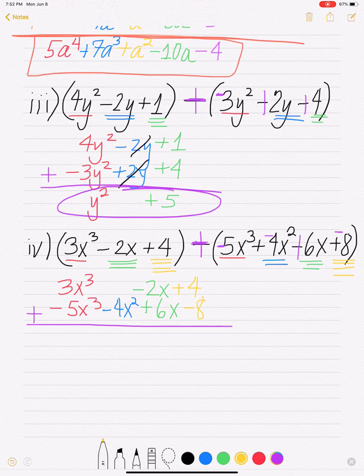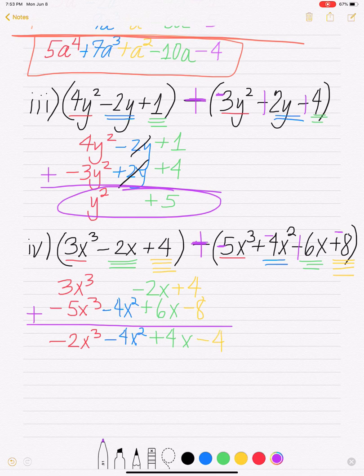All right, so now it's just a matter of combining the reds, bringing down the blue, combining the greens, and combining the yellow. So what's 3x cubed and minus 5x cubed? Well, 3x cubed and minus 5x cubed is negative 2x cubed. Then you just bring down that minus 4x squared, right? There's nothing to combine that with, so it just drops down. Negative 2x combined with 6x. Negative 2x plus 6x is going to be positive 4x. And finally, 4 and negative 8. 4 and negative 8 is going to be minus 4.